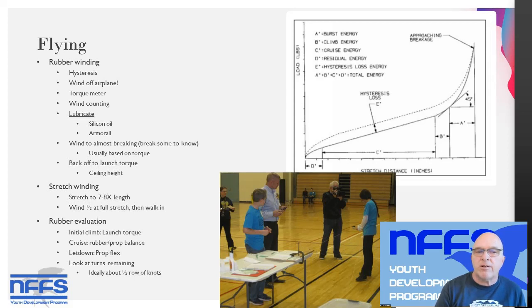We lubricate the rubber with a silicone oil or Armorol, which is a silicone-based preservative for leather in your car. We put a little of that in a Ziploc bag, drop the rubber in, rub it so it doesn't get all over your fingers, and then pull the rubber out and wind it. We like to wind off of the plane so that if the rubber breaks during winding, it doesn't destroy the airplane. Plus, when you're winding off the plane, you're winding on a torque meter, and you can monitor the torque as you wind. Again, we wind to somewhere near breaking, maybe 90% of breaking on the torque, and then back off from that to our launch torque.